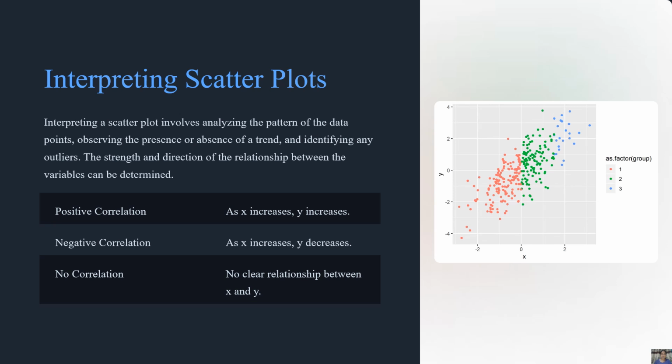Interpreting scatter plots. Interpreting a scatter plot involves analyzing the pattern of the data points, observing the presence or absence of a trend, and identifying any outliers. The strength and direction of the relationship between the variables can be determined. Positive correlation: as x increases, y increases. Negative correlation: as x increases, y decreases. No correlation: no clear relationship between x and y.